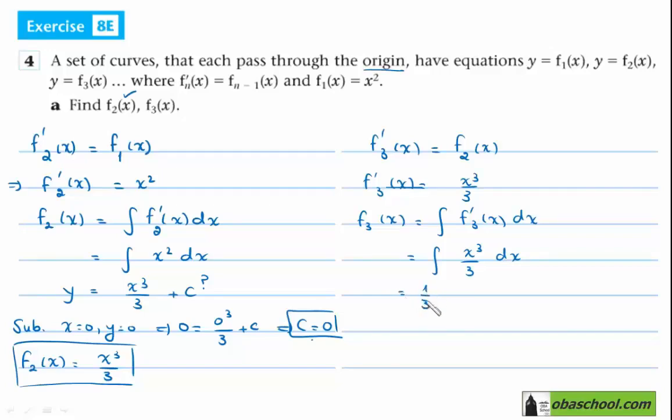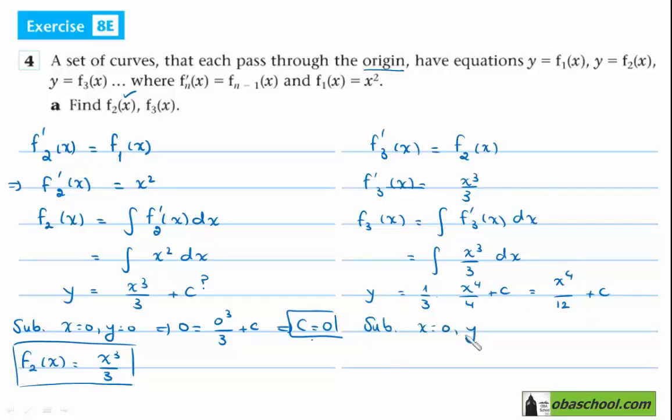This is equal to 1 over 3. We take it outside, and the integration of x cubed is x to the power 4 over 4 plus the constant c. Then it is equal to x to the power 4 over 12 plus the constant c. This is the value of y, or f3 of x.